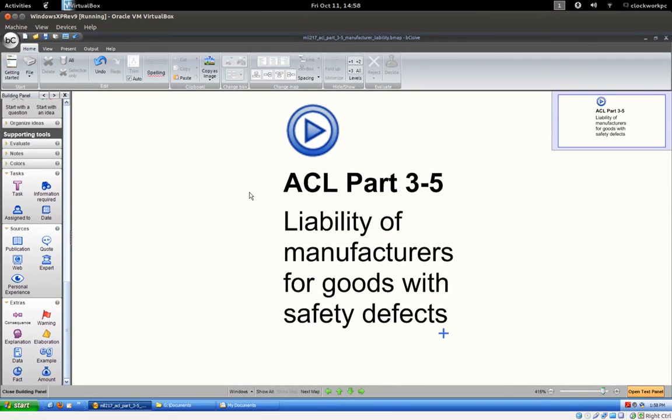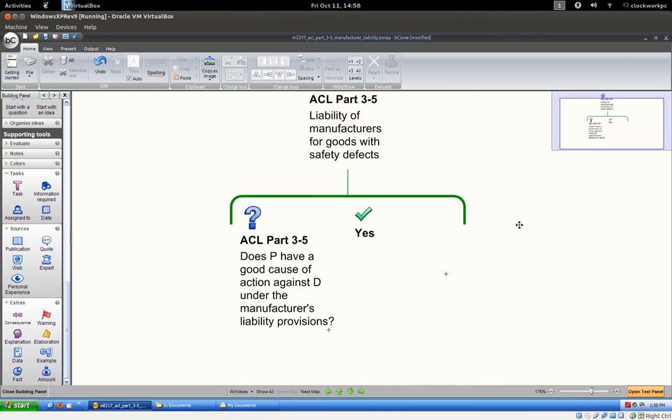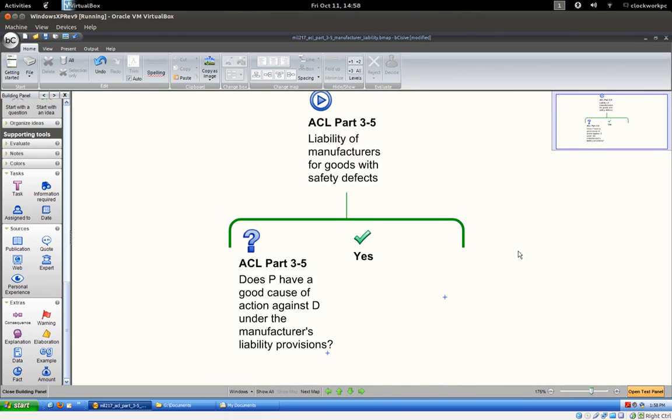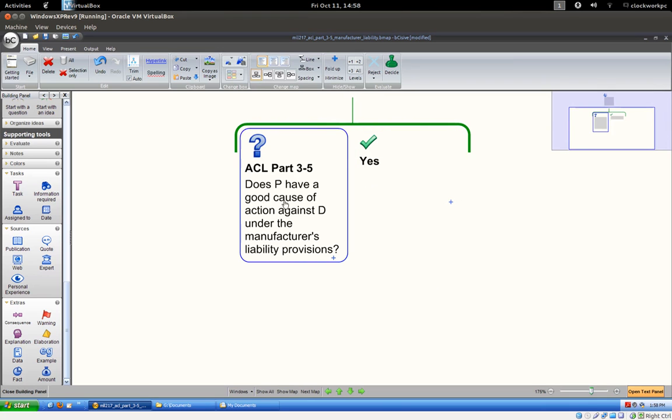So, ACL Part 3.5, Liability of Manufacturers for Goods with Safety Defects. The first question you are going to ask is whether P, the plaintiff, which is typically the person who has suffered injury, damage and loss, though we'll see it's a little more complicated than that. Does P have a good cause of action against D under the manufacturer's liability provisions? If that person does, then we'll see what follows.